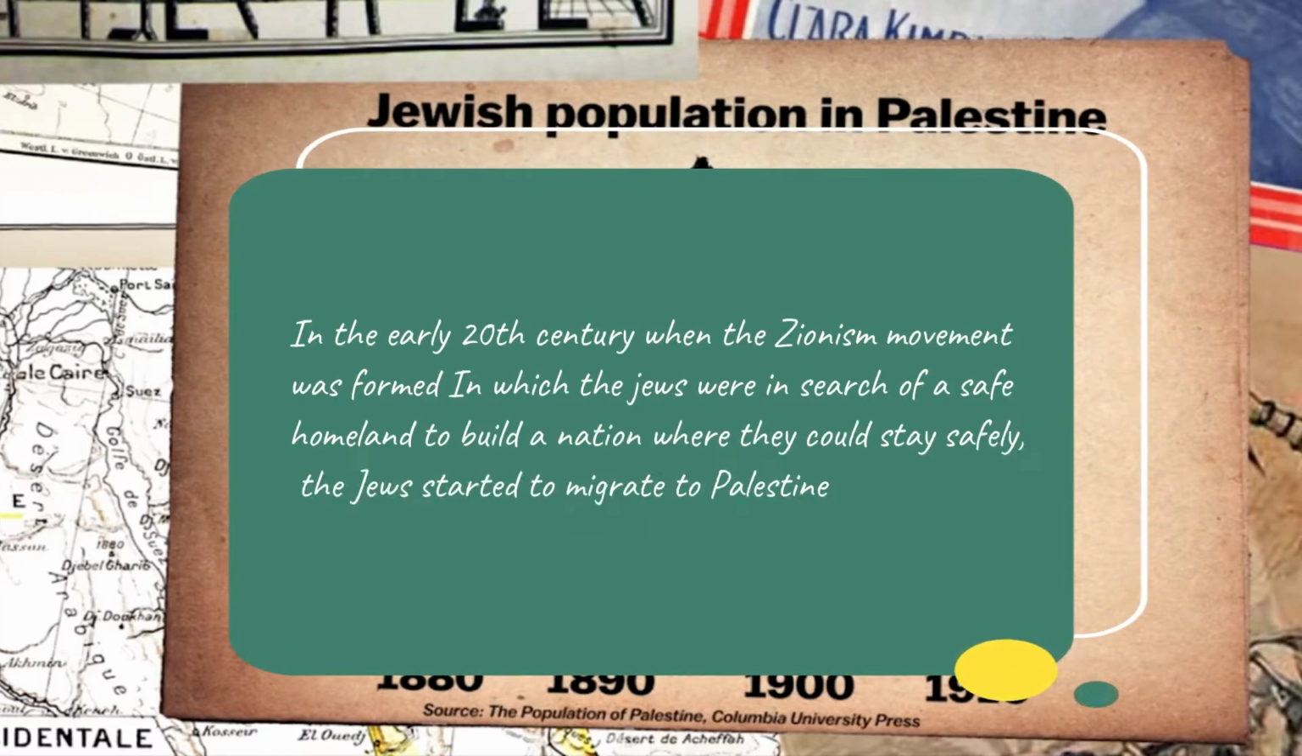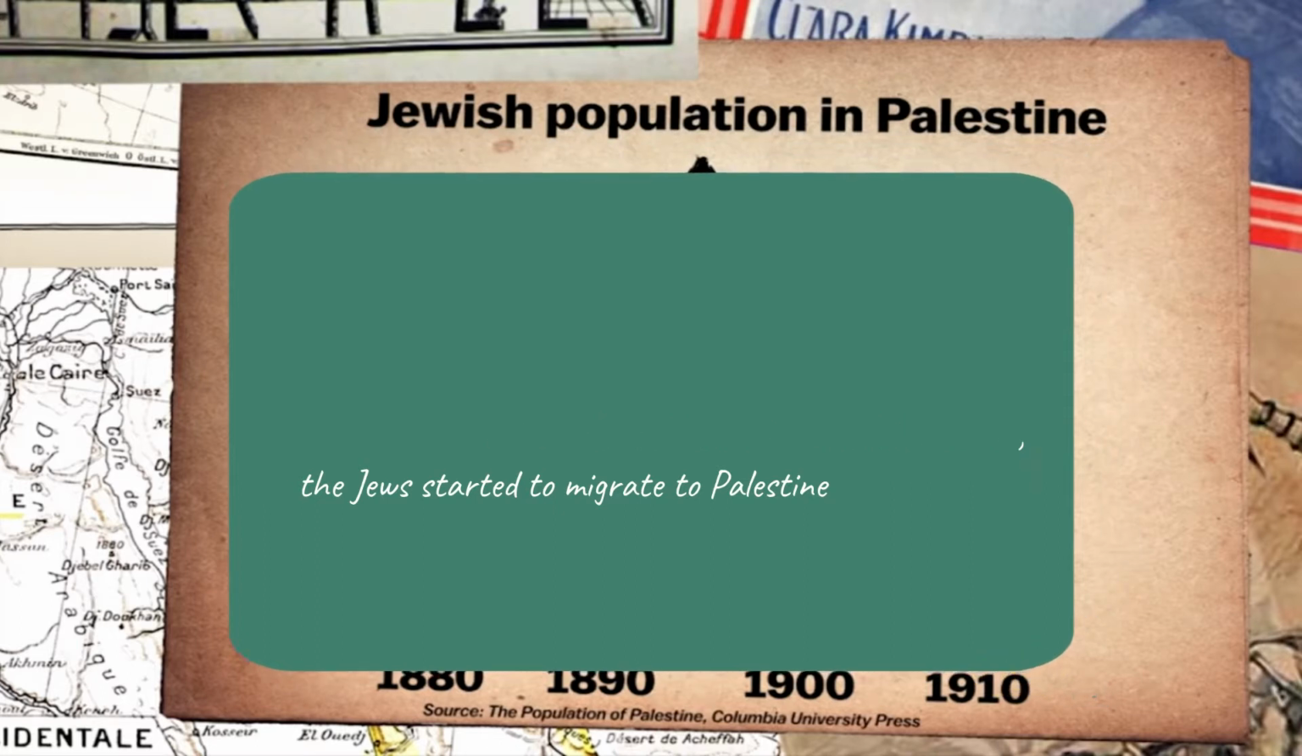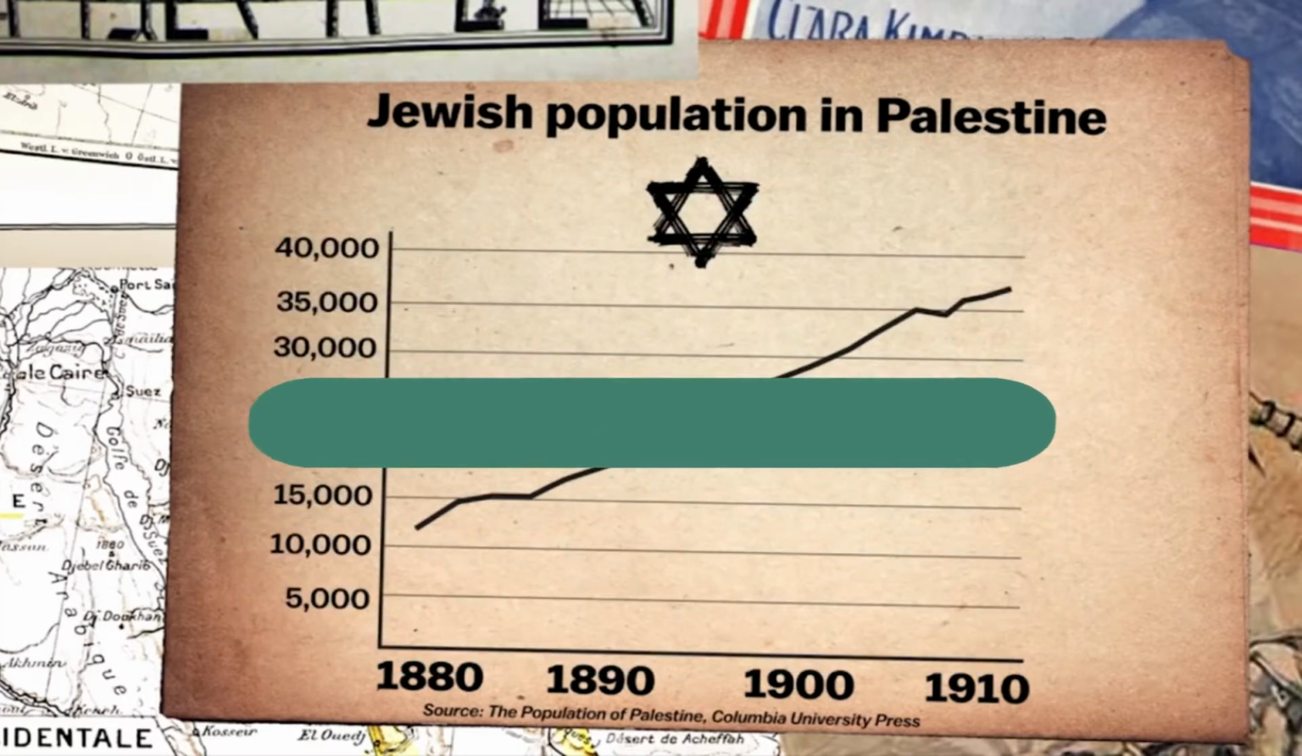In the early 20th century, when the Zionism movement was formed, in which the Jews were in search of a safe homeland to build a nation where they could stay safely, the Jews started to migrate to Palestine.